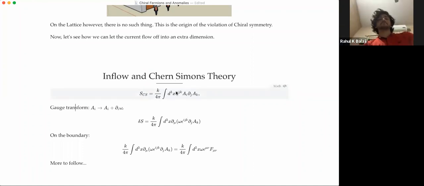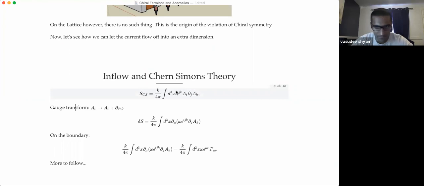Right? If this were S3, you'd be fine, you wouldn't care. But here you really think of this as a half space, like R3 plus, or whatever you want to call it. And on the boundary sits the system that you had before.